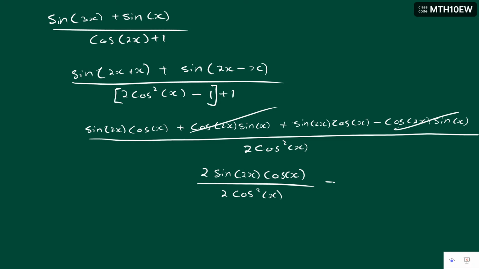And we know that this one, well, let's cancel the 2 first. So we know that sine 2x can be written as 2 sine x cos x. And we have cos x here, so it's going to be cos squared x divided by cos squared x. So this 2 is going to cancel each other. So the final answer is going to be 2 sine x.